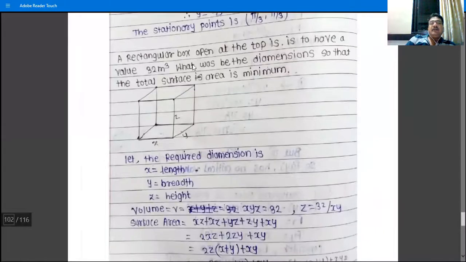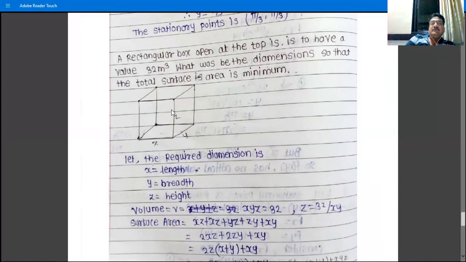Next problem: a rectangular box open at the top is to have a volume of 32 meter cube. What should be the dimensions so that the total surface area is minimum? So we have to prepare an open box. Open box means the top is open, there is no top for the box.